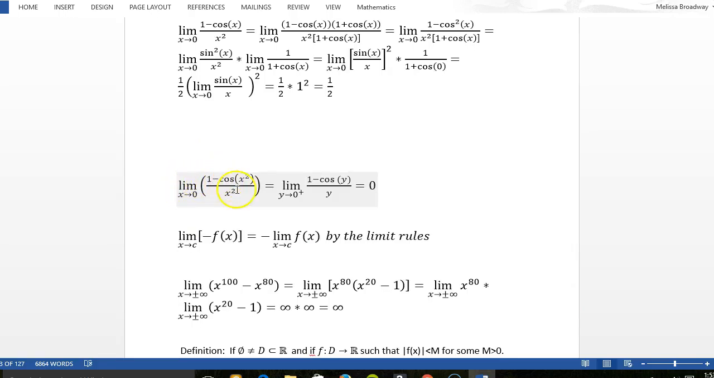Limit as x goes to 0 of this guy. Now be careful. This time it's a different manner, because this is x squared in here. The other example, we just had x in here. Watch out. For this example, it would be better if I did a variable substitution. I'm going to let y equal x squared. So as x is going to 0 from either side, y is going to 0 from the right. So we do y to 0 plus, and I do (1 minus cosine y) over y.